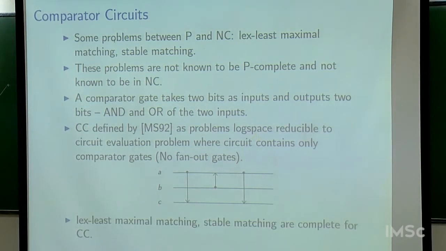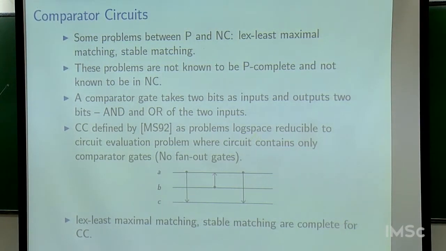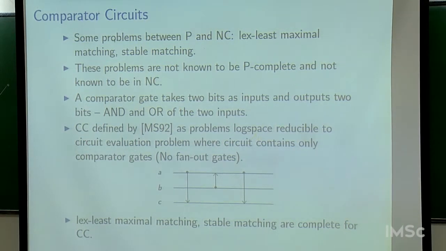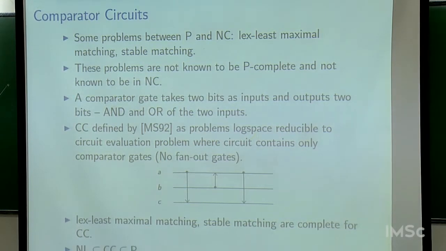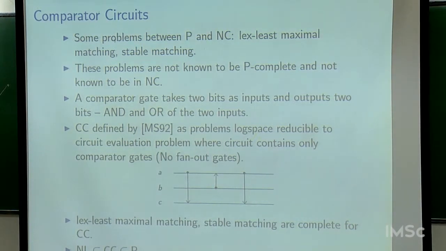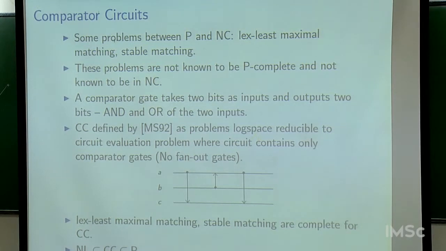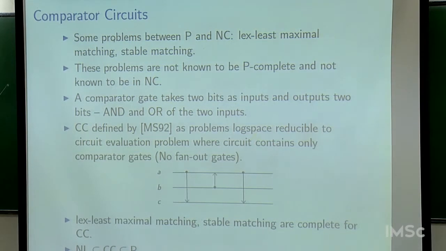Why is this class interesting? These problems that I mentioned, like Lex least maximal matching and stable matching, are complete for this class CC. It is known that CC is contained in P, that's trivial, and it's known that NL is contained in CC. That requires proof, but I'm not going to do it here. So intuitively, CC captures some hard to parallelize problems, but those problems are not hard enough to be P complete.